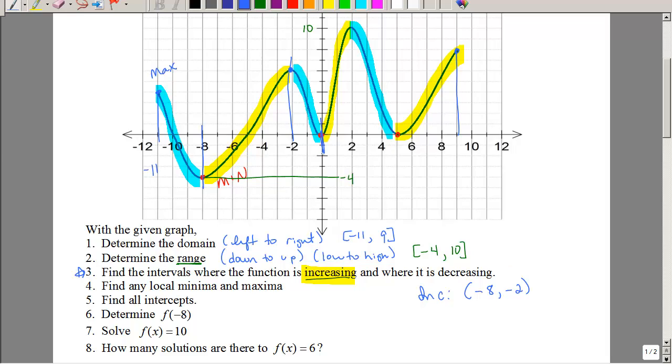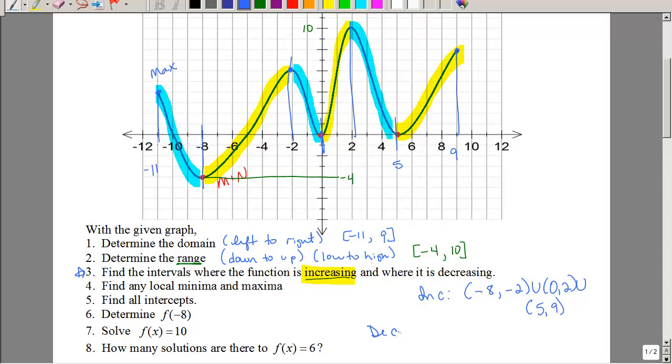Right, here we go from 0 to 2. And we have one more from 5 to 9. And these are our union symbols. So remember, that's where the x values, the domain or the x values where the y values are increasing or decreasing.